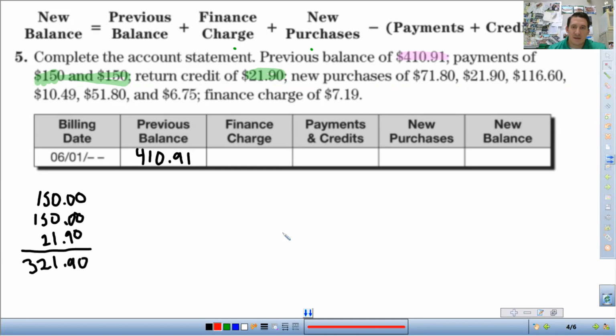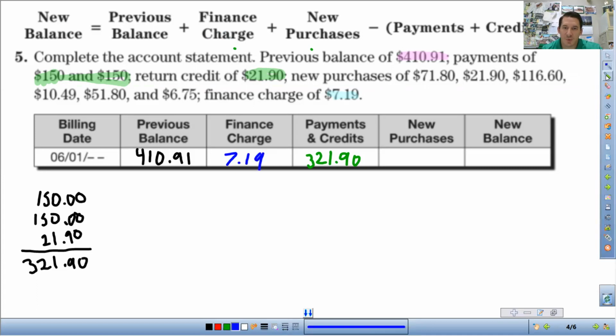So this, the credit, make sure you put in the right one. So 321.90. So that is getting subtracted from there. The finance charge, put the things in blue. The finance charge right here is 7.19. So 7.19.